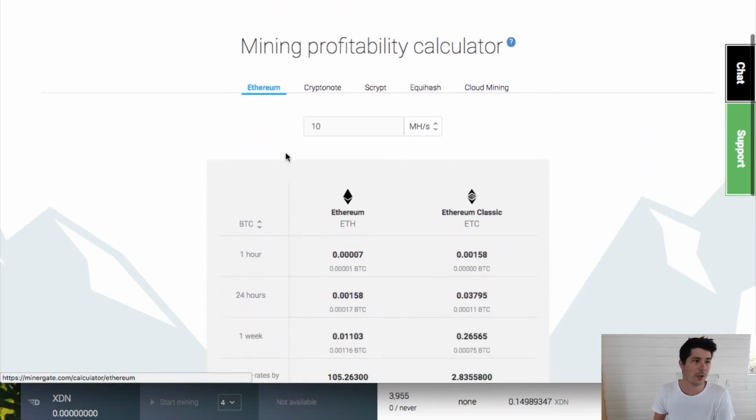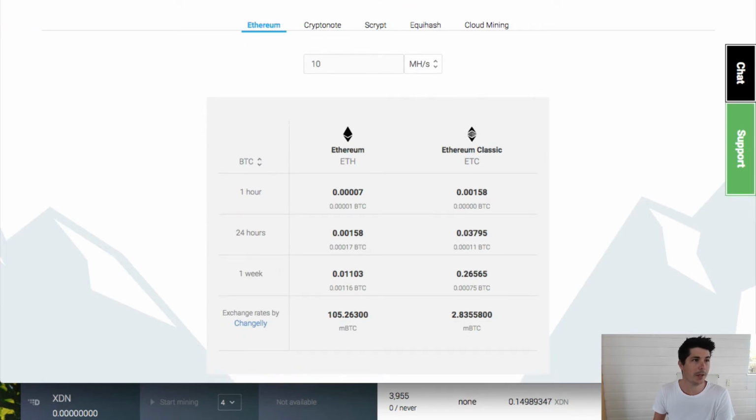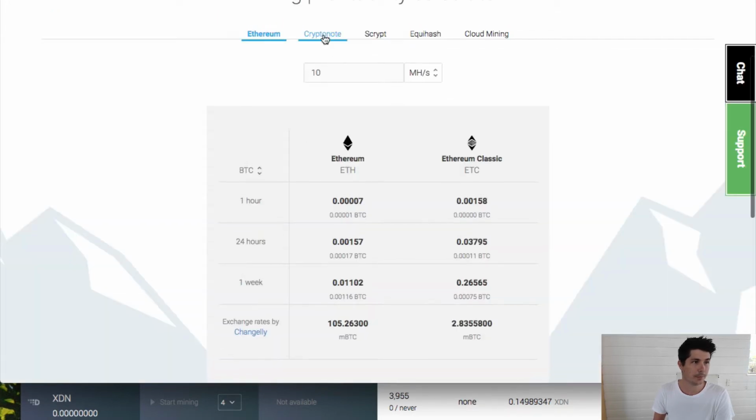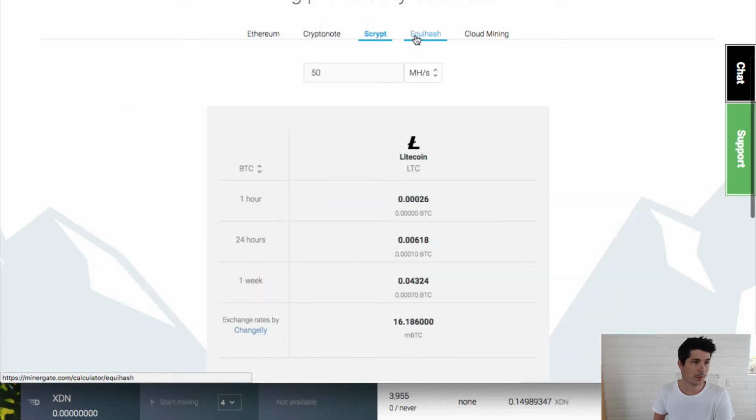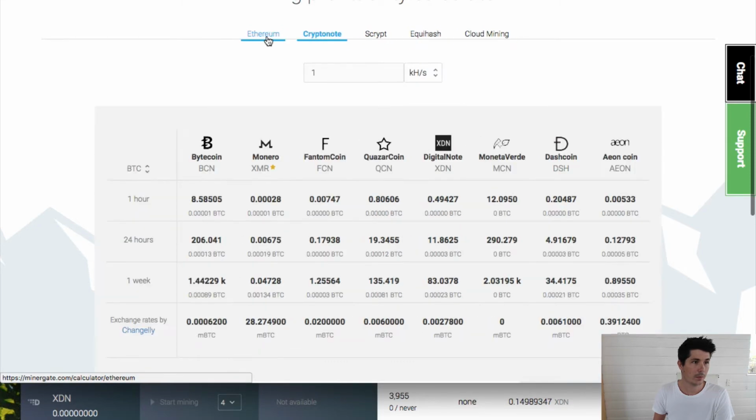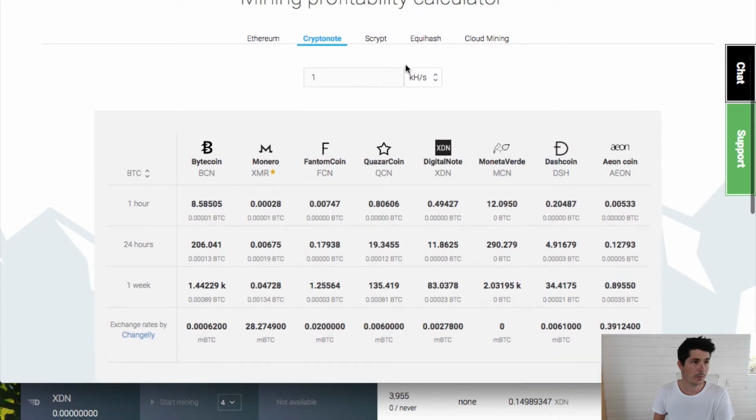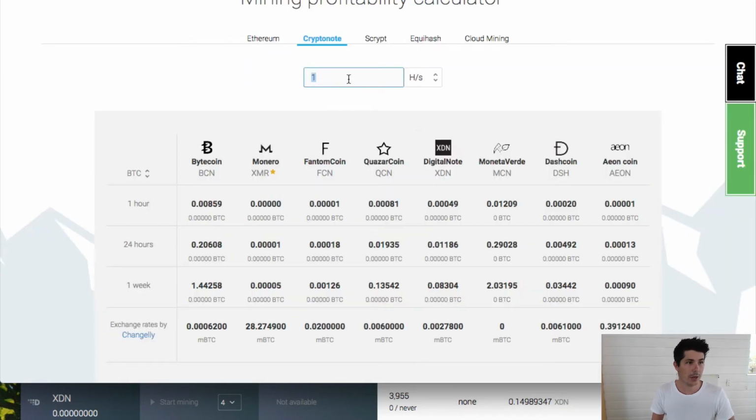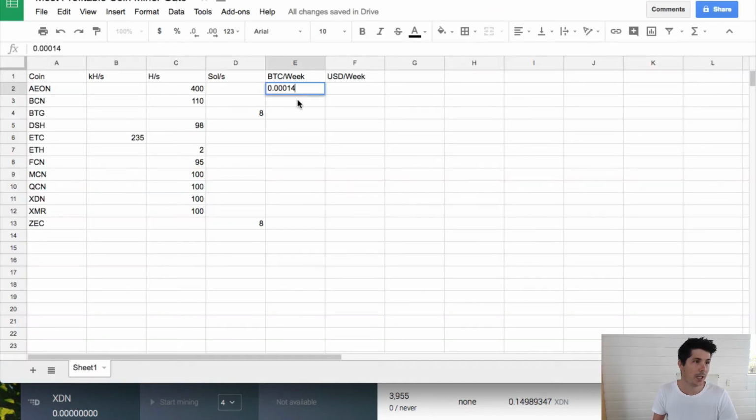And so let's go through this calculator and we'll start filling up these columns with how much Bitcoin per week I would mine with each coin. So let's start with the Aeon coin. So if I go ahead and put in 400 hashes, then we can see after 1 week, I would get 0.00014 Bitcoin. So we'll go ahead and we'll put that into the spreadsheet.